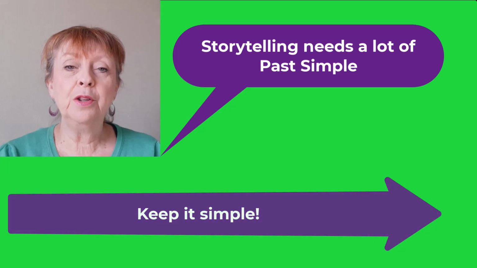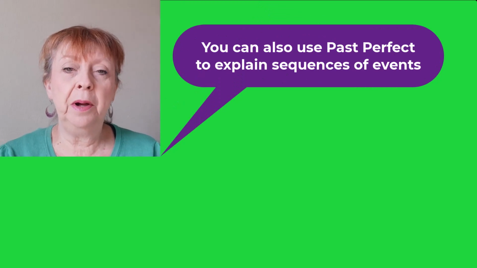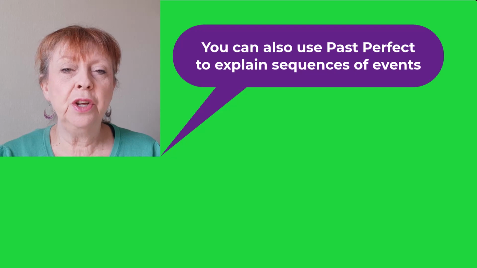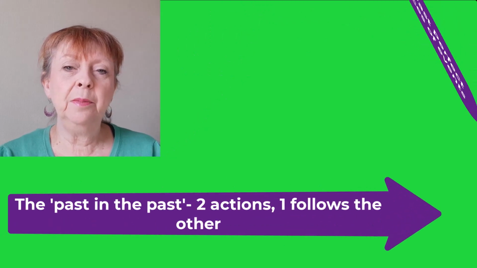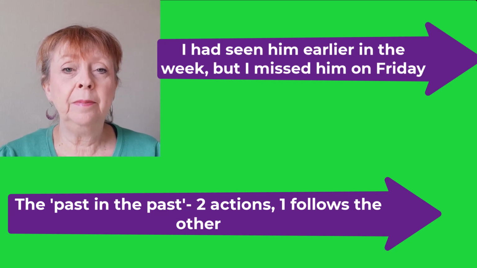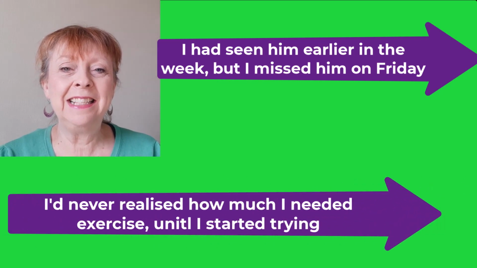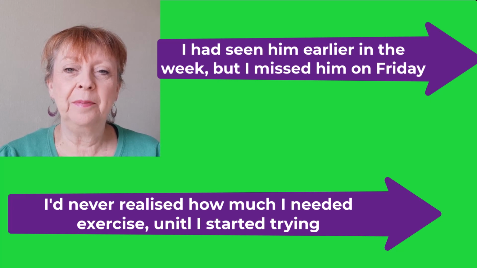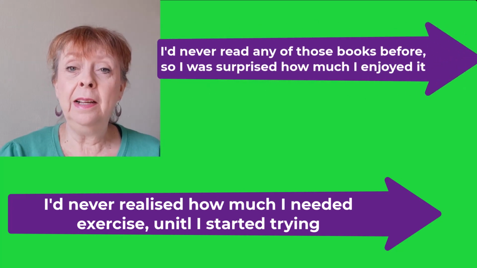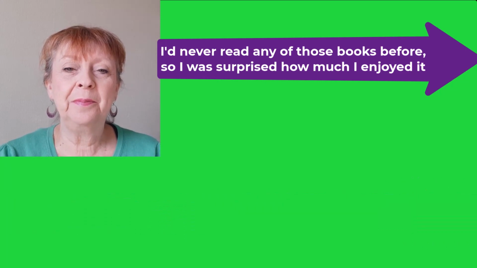Now remember, past perfect is ideal for storytelling, and we often call it the past in the past. For this, you need two actions, one after the other. Here's an example. I had seen him earlier in the week, but I missed him on Friday. Or, I'd never realised how much I needed exercise until I started trying. Or, I'd never read any of those books before, so I was surprised how much I enjoyed it. However, using this tense is less common, so just a reminder, don't throw it in too much.